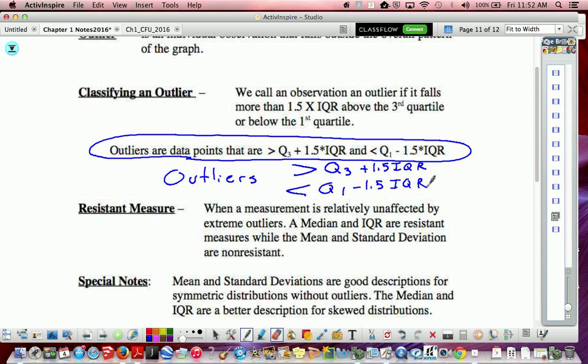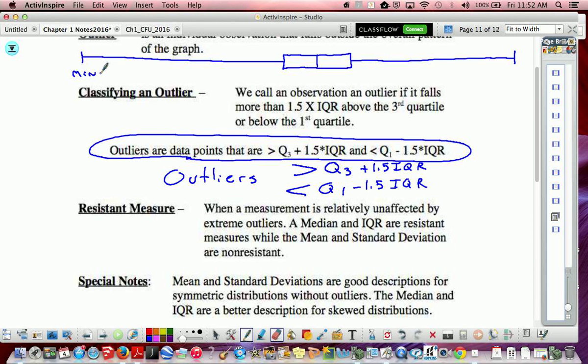So what could happen is I could have a data set that looks like this. I know I'm kind of drawing a box plot, which some of you have seen in Algebra 2, and we'll revisit this on Tuesday. So this is my min. This might be Q1. Here's my median. Here's Q3. Here's my max.